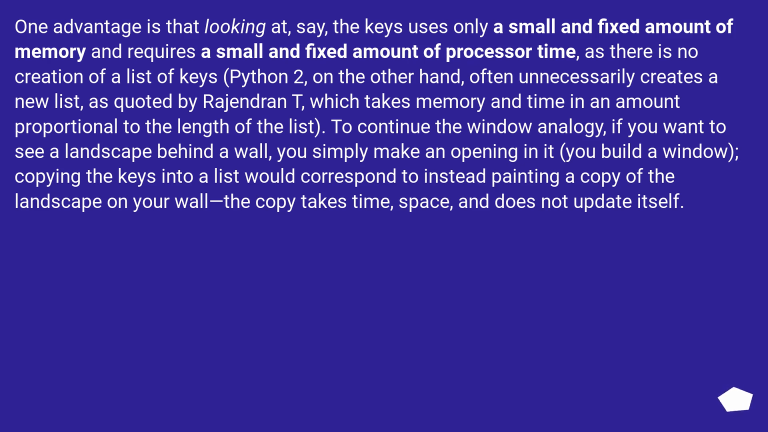To continue the window analogy, if you want to see a landscape behind a wall, you simply make an opening in it, you build a window. Copying the keys into a list would correspond to instead painting a copy of the landscape on your wall. The copy takes time, space, and does not update itself.